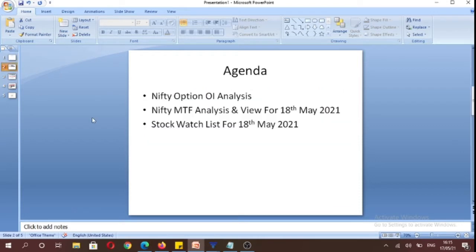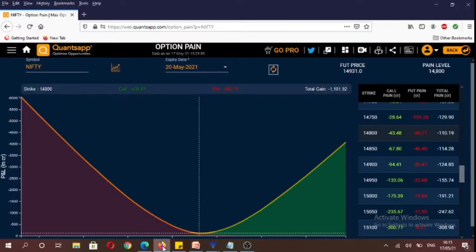The purpose of making this video is to analyze Nifty options open interest data. We would be analyzing Nifty on multiple time frames, and we would be framing a view for tomorrow, that is 18th May. And apart from the index, we would be discussing our stock watch list as well. So let's start by analyzing Nifty options open interest data.